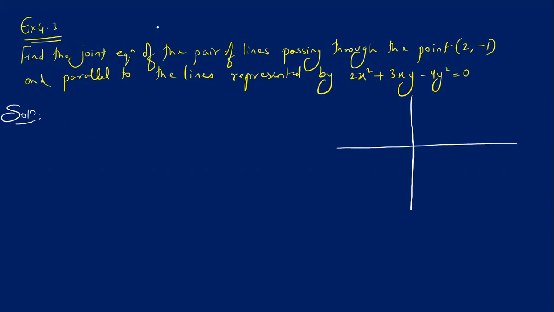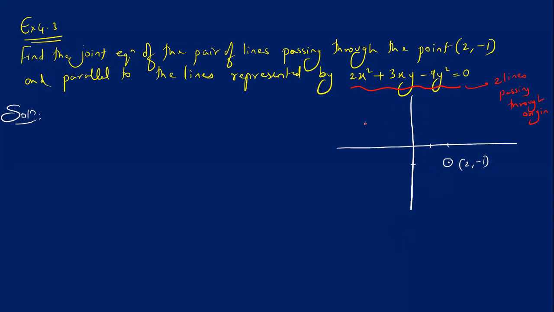Find the joint equation of the pair of lines passing through the point (2, -1) and parallel to the lines represented by the given equation. Now as you can see, these are two lines passing through the origin, since they are already of the form ax² + 2hxy + by² = 0.